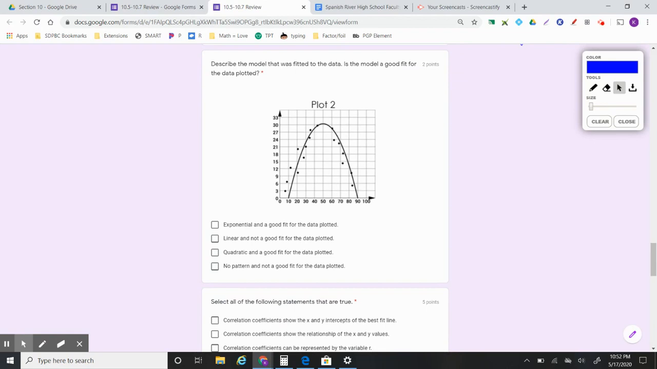It says describe the model and is it a good or bad fit? So the model they chose this time, the black line shows a quadratic function and all the dots are making a quadratic pattern. So it is a good fit and the only one that's quadratic is this one.